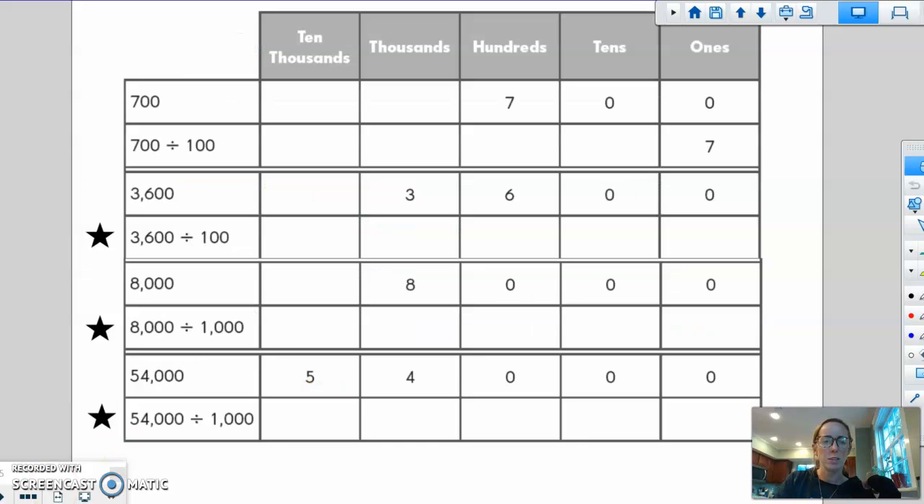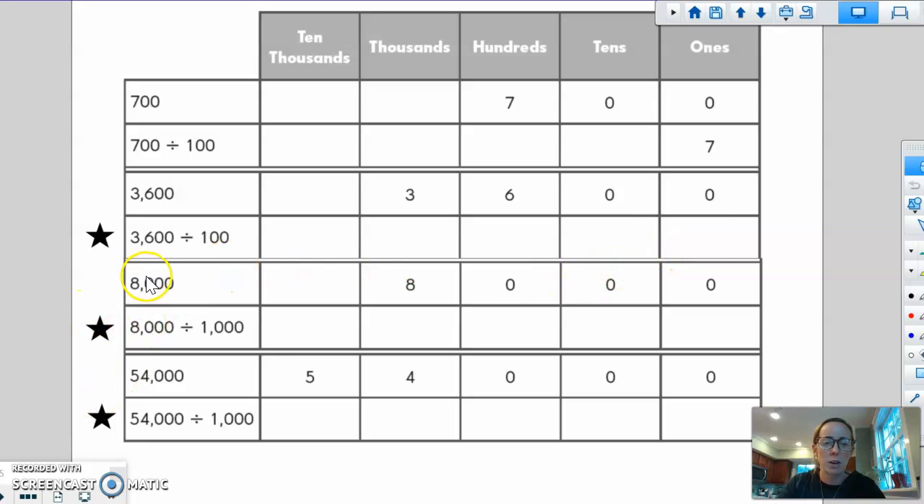I want you to pause on this page right here and record in your notes your answers to the starred problems. Right in here, I have 3,600, and I'm dividing it by 100. Your answer would go right in this row.